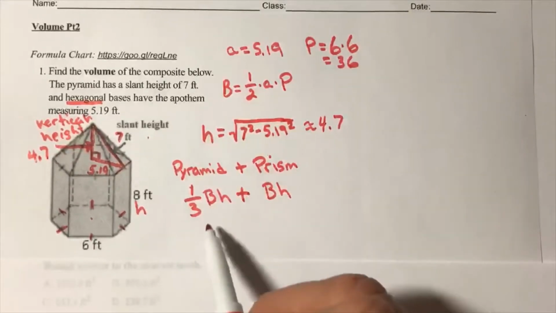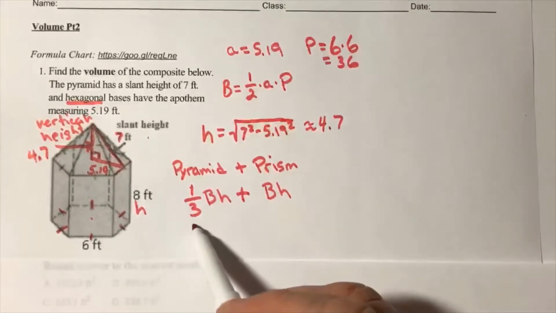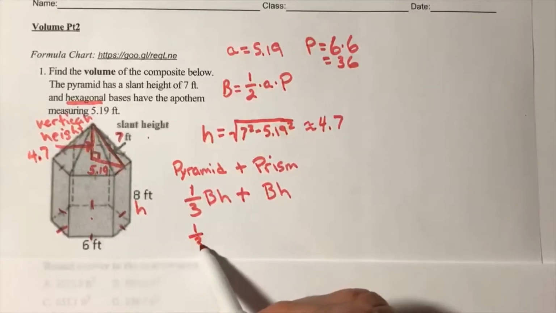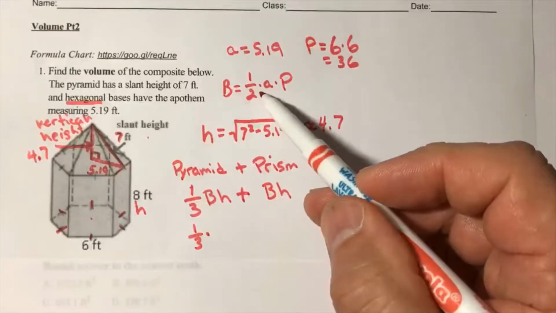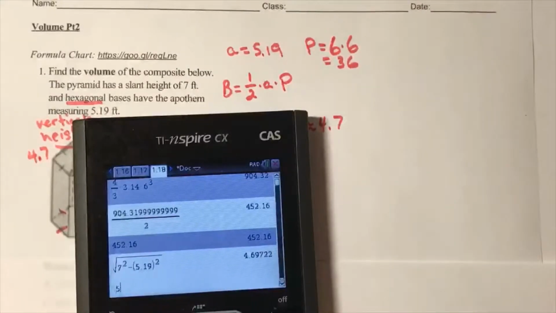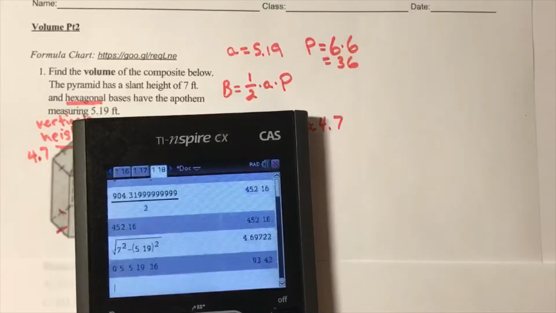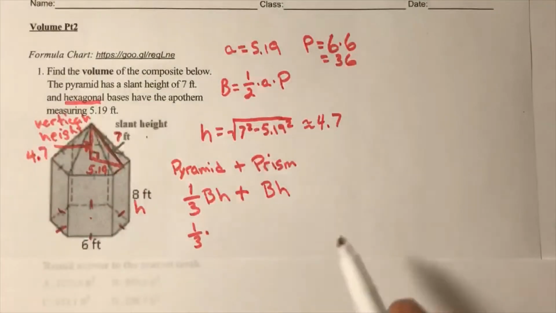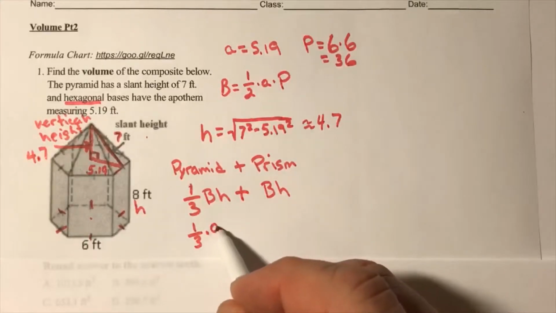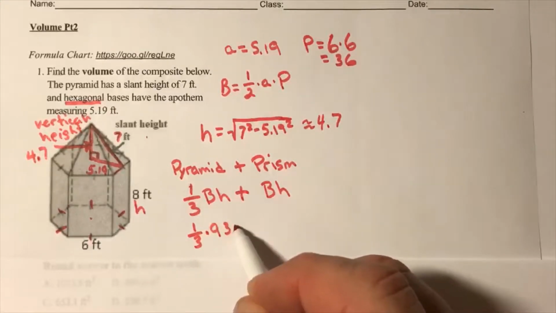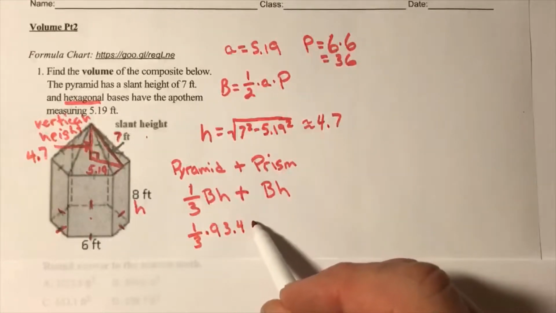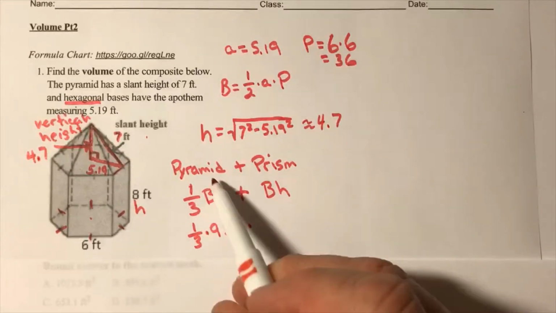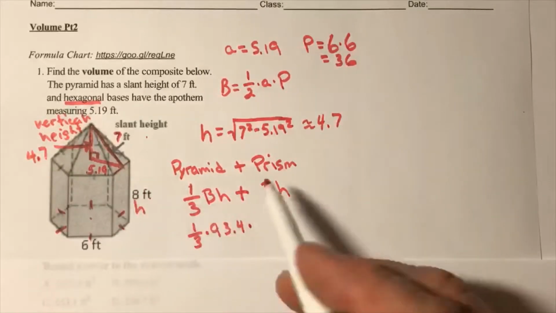All right, now let's go to the calculator and do control divide. Get your 1/3 in. Place capital B with 0.5 times 5.19 times 36 and go ahead and get a number right now to be 93.4, times the height of the pyramid, which is 4.7.